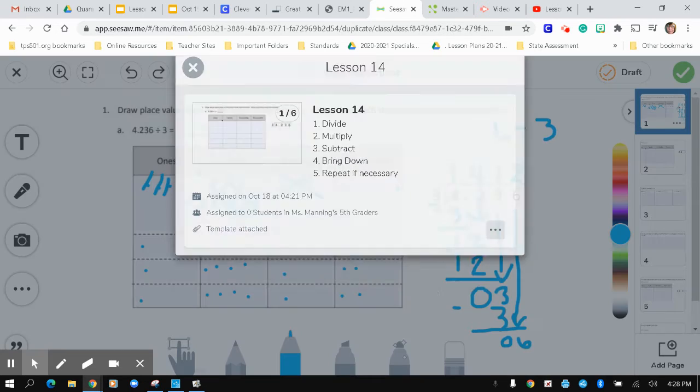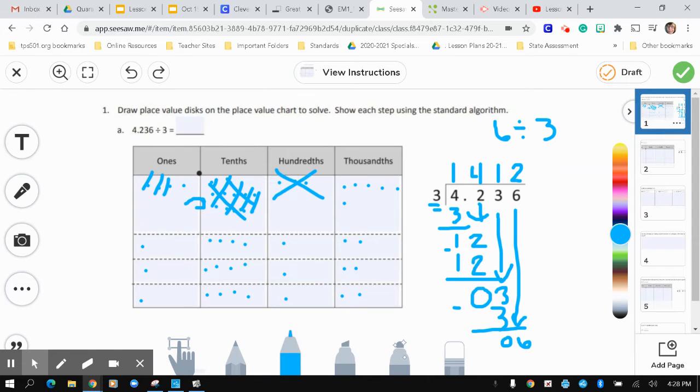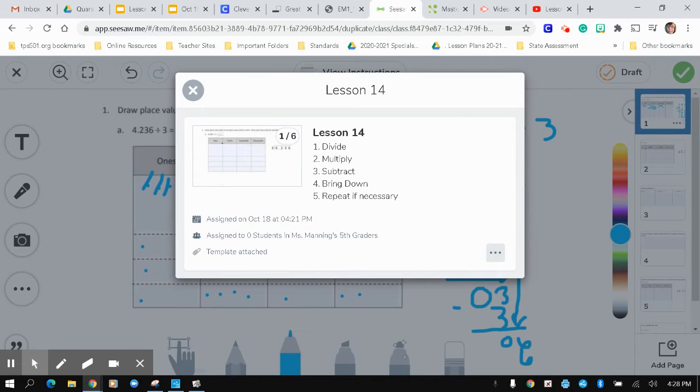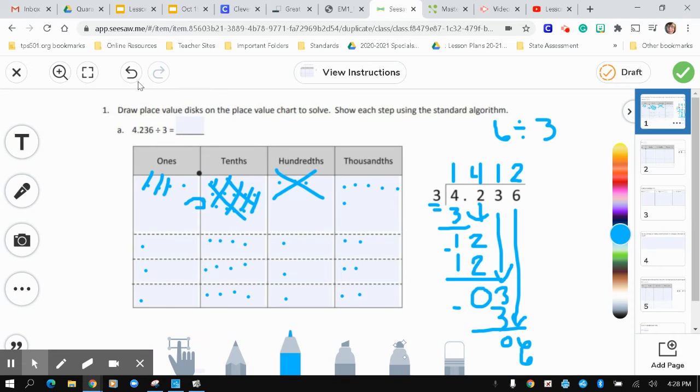So now in my steps, I'm on step 2, which is to multiply. So I'm going to multiply my partial quotient 2 times my divisor 3. And I would get 6. Go to my steps. It says to subtract. Well, when I subtract those, it's even. I got rid of all of the thousands here, so I should get a 0.